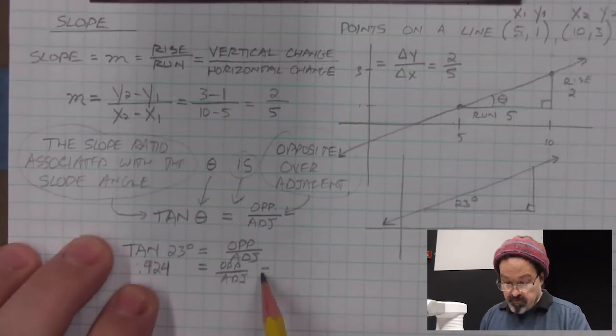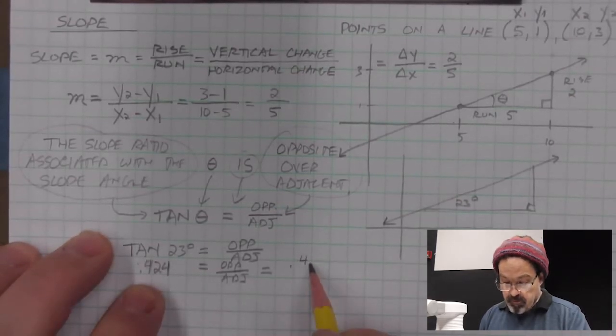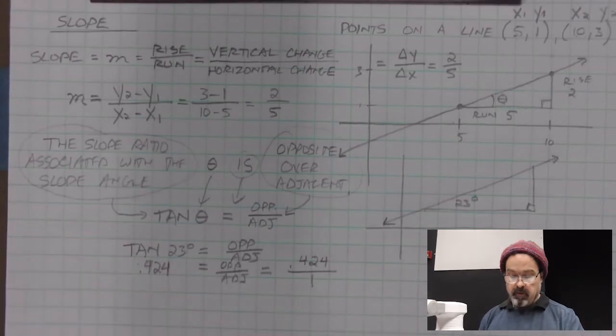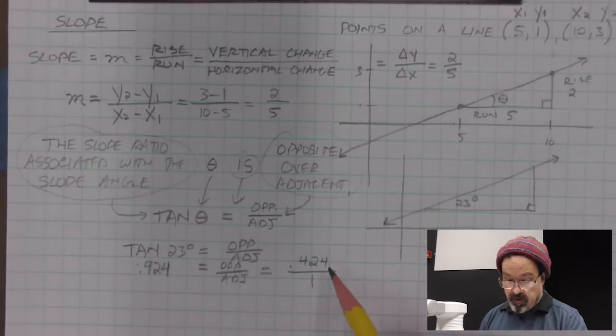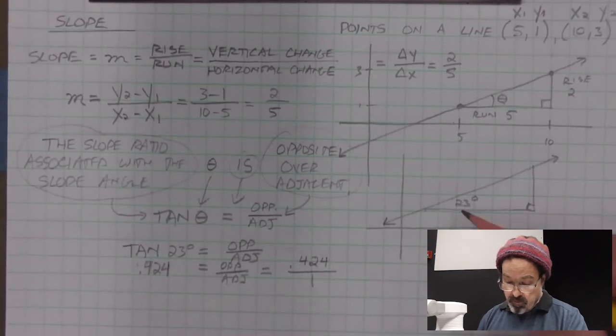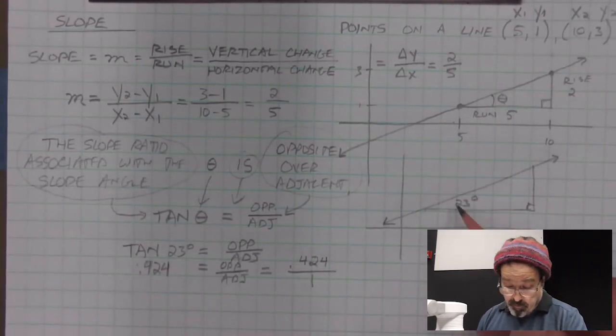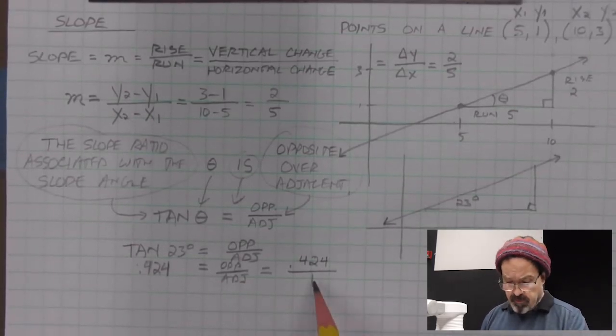Well, let's remind ourselves that we can represent this as 0.424 over 1. And we get our slope ratio. This means that for every change of 1, that would be a horizontal change of 1, we get a rise of 0.424. So if we go over 1, we go up 0.424. That's a slope ratio. It's not a familiar one.